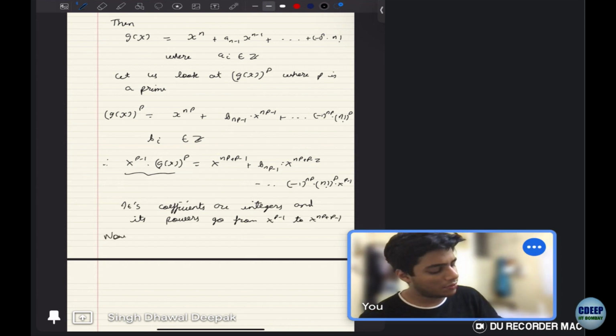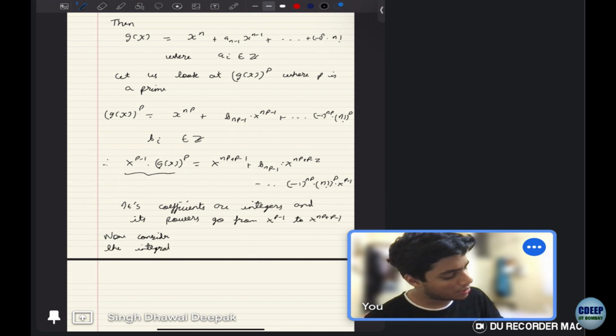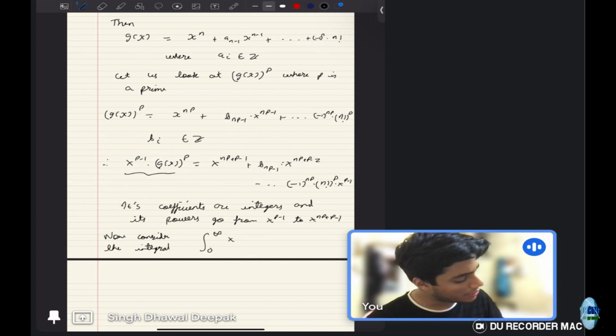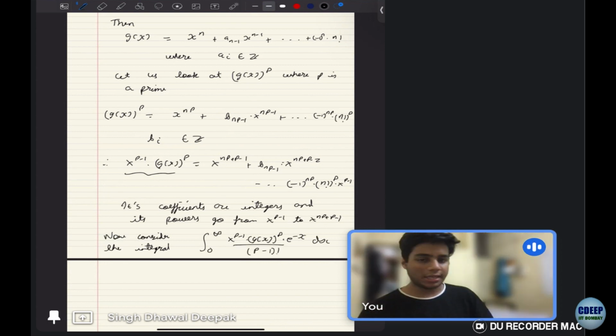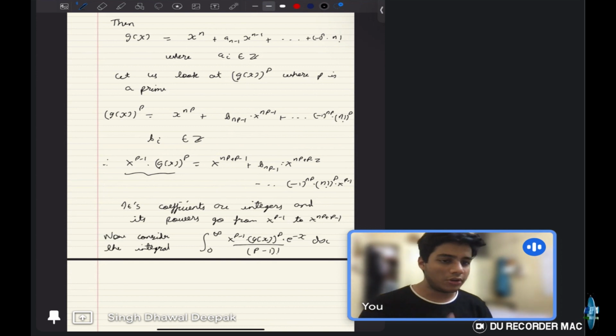Now consider the integral from 0 to infinity of x raised to p minus 1 times g(x) raised to p times e raised to minus x, divided by p minus 1 factorial, dx. Now it is possible that you might ask what is the motivation behind this, and very soon we will see how these polynomials or these integrals are related to proving the transcendence of e. But first let us try to look at some interesting properties of this integral.